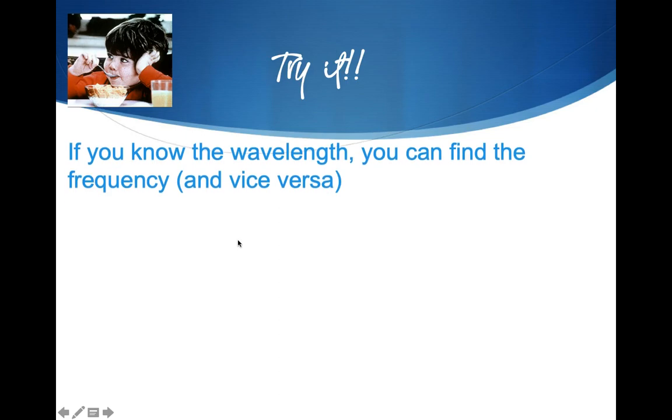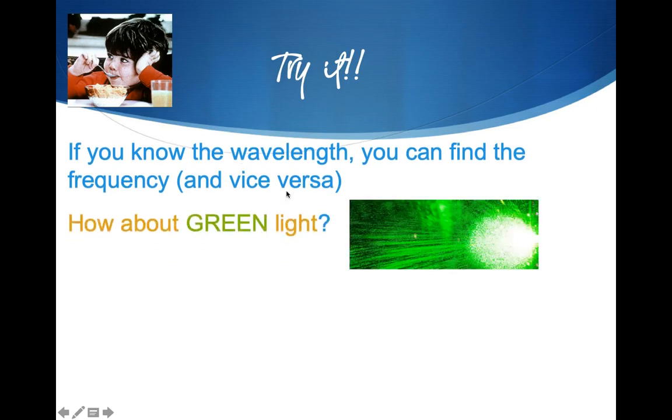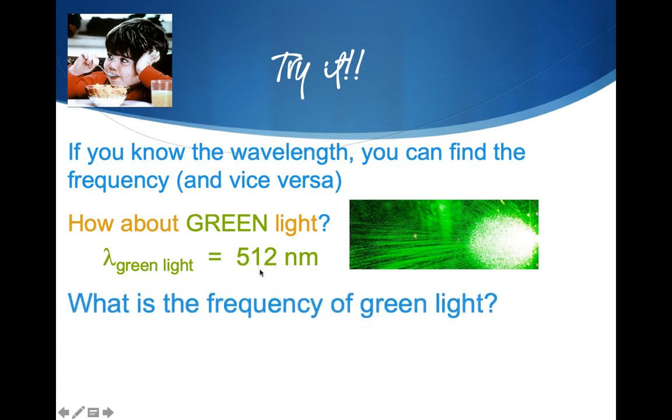Let's try this. If we know the wavelength, we can find the frequency. If we know the frequency, we can find the wavelength. Let's do green light. Green is a nice, pleasing color. So the wavelength of green light equals 512 nanometers. Now, there is a little range depending on the color of green, brighter green, darker green, green closer to yellow, or green closer to blue, but in the middle is 512 nanometers.